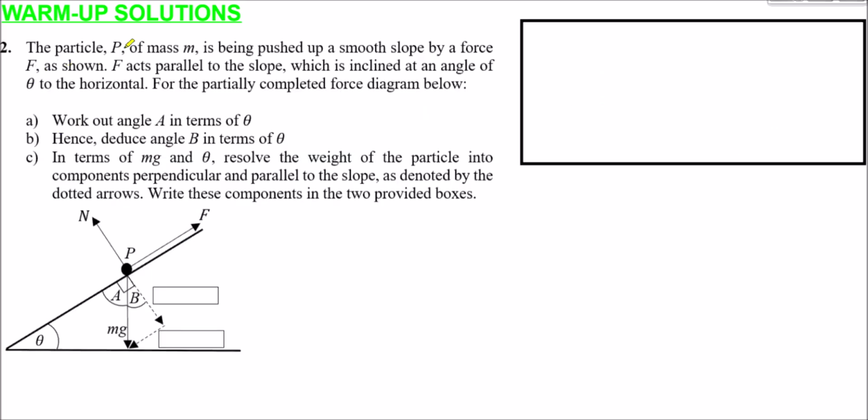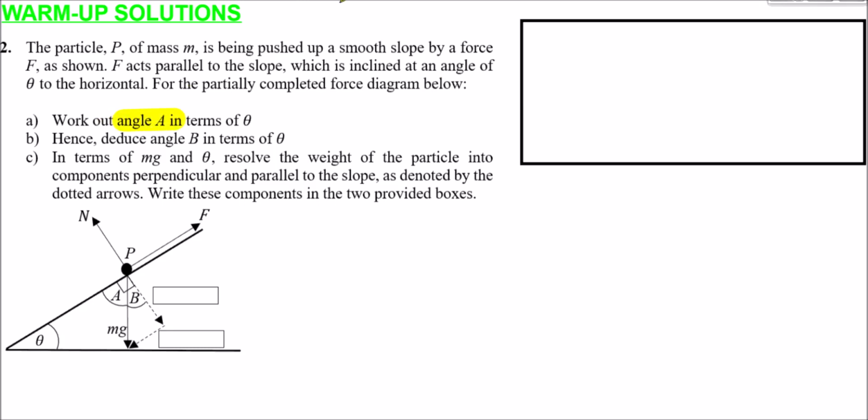Question 2 here, we've got a particle P of mass m that's being pushed up a smooth slope by a force F as shown. F acts parallel to the slope, so it's going upwards relative to the slope, parallel to the slope, and it's inclined at an angle of theta to the horizontal. For the partially completed force diagram below, first off we need to work out angle A in terms of theta.